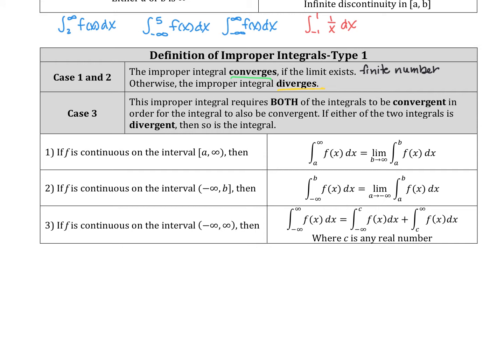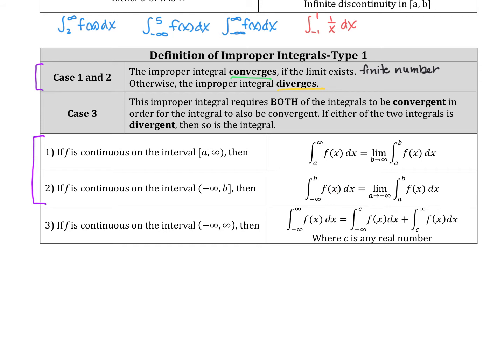All right, the two cases we're going to focus on today, case 1 and case 2, are representative of these two right here. So case 1 and case 2 look like this. If my function is continuous on the interval from a to infinity, then we might have the integral from a to infinity of f of x dx. Case 2 is if f is continuous on the interval from negative infinity to b, then we have an integral that goes from negative infinity to b of f of x dx.